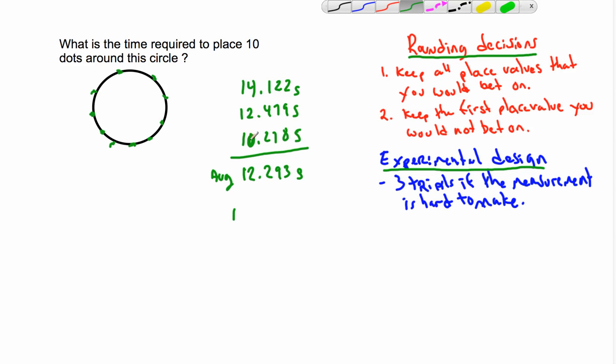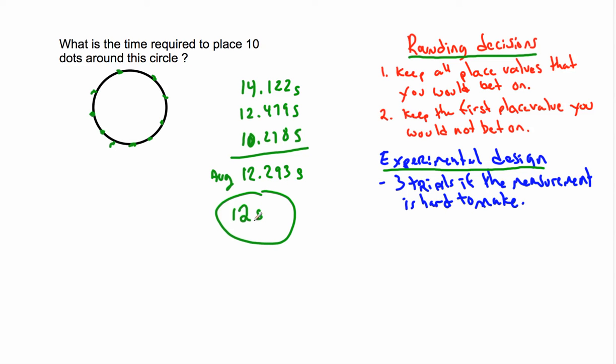Keep the place values we would bet on, round to the first place value we would not bet on. So we want to round this measurement to the nearest ones place. That's the first place value I would not bet on. Well, 12.293, that stuff would round down, and so our final measurement is going to be 12 seconds.